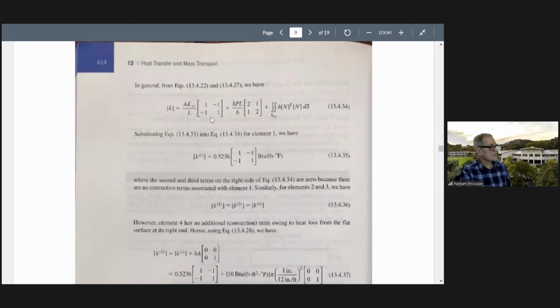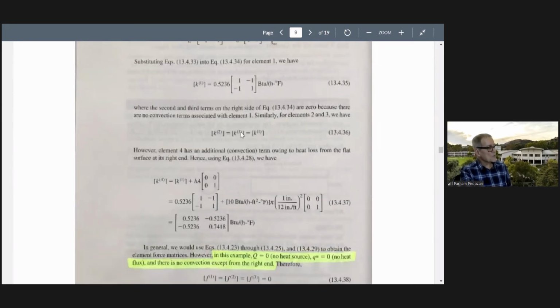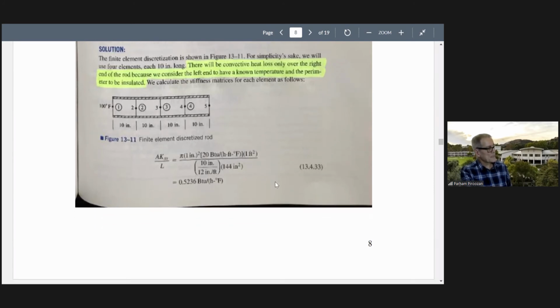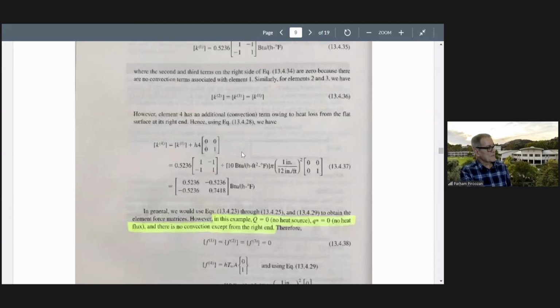This is 0. This is just this term. Just plug the values here. This is the same for elements 2 and 3 also. So elements 2 and 3 are the same as this one. Not for element 4. Element 4, convection takes place here. So for element 4, we need to add this last term. Plug the values. This is for element 4.